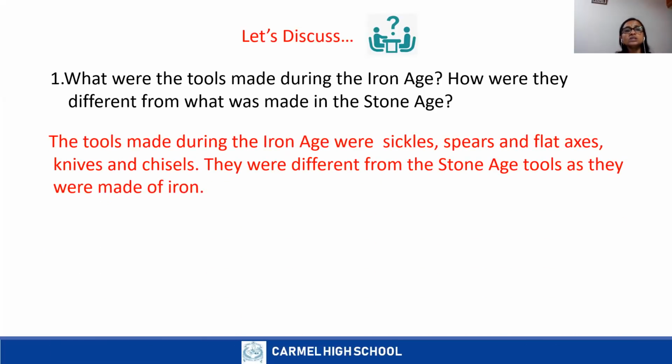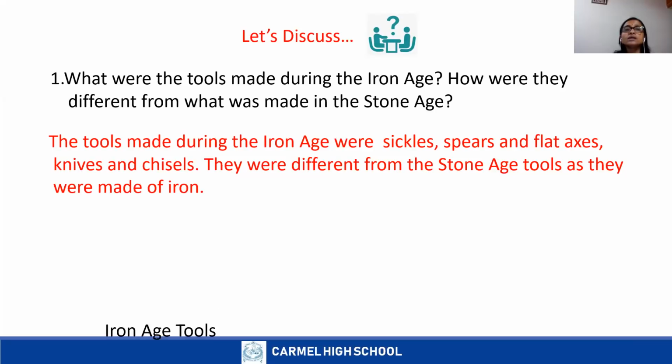Okay, let us see the answer. So the tools made during the Iron Age were sickles, spears, flat axe, knives, and chisels. Okay, so they were different from Stone Age tools as they were made of. So Iron Age tools were made of iron, and Stone Age tools were made of stone. So this is one difference.